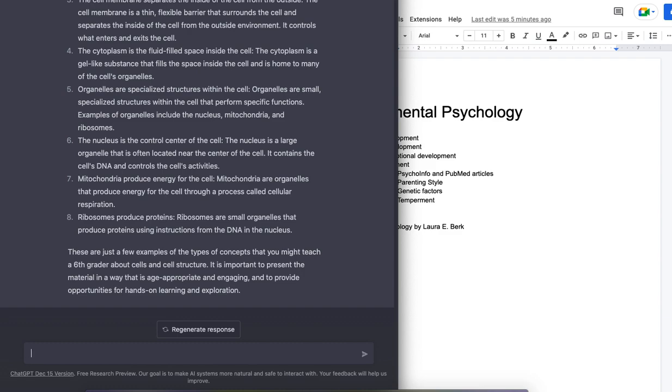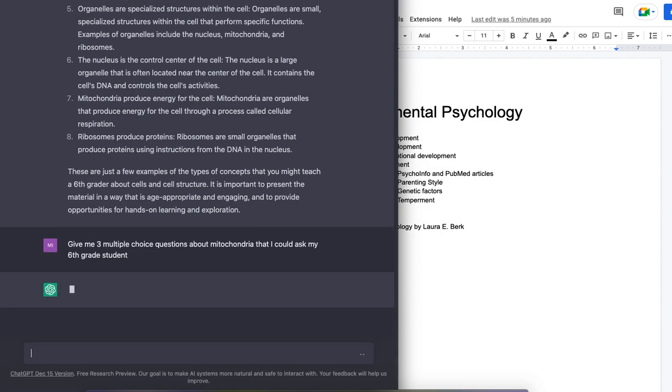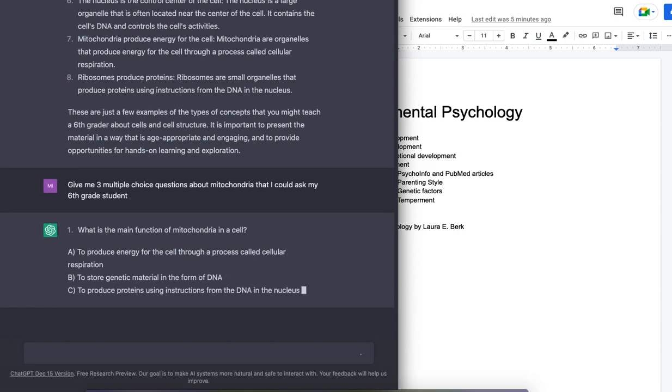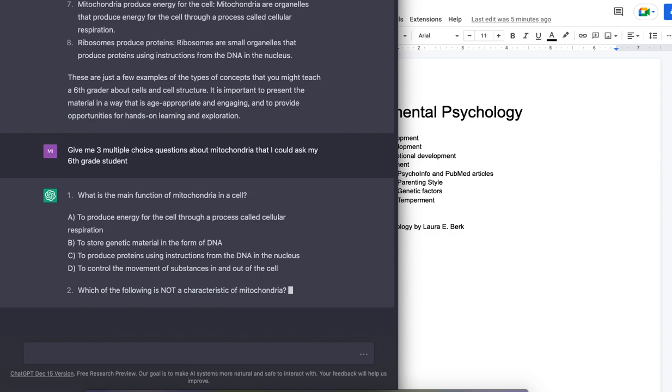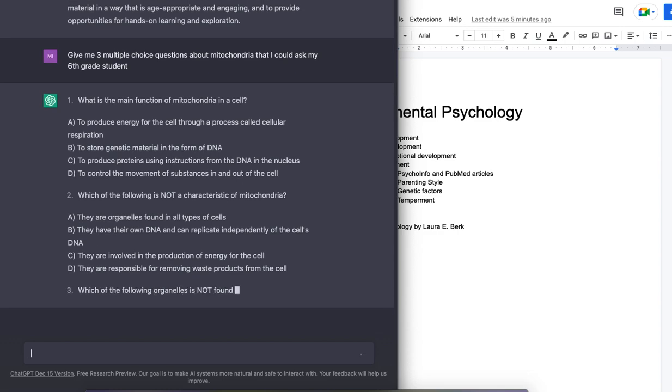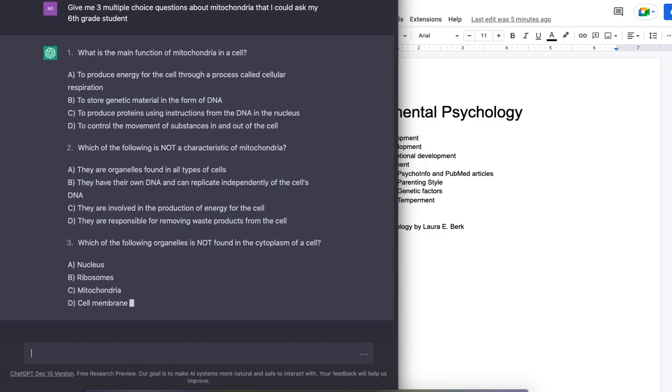You can even ask, how would I make it engaging? Like, give me 3 multiple choice questions about mitochondria that I could ask my 6th grade student. So: what is the main function of mitochondria in a cell? You've got A, B, C, D. Which of the following is not a characteristic of mitochondria? Now, of course, it might make a mistake, so it would be good to double check and make sure it's going to give you correct answers.